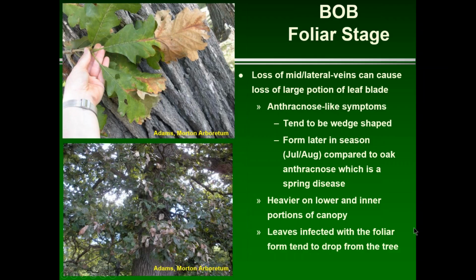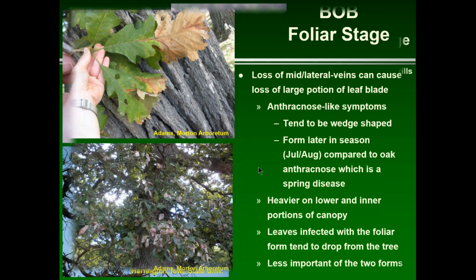The other thing about the foliar form is that many of the leaves infected with the foliar form will tend to drop from the tree. So this is a little bit different too. We originally thought the foliar form would grow down the petiole and contribute to the basal petiole form of the disease and the twig form of the disease, but it appears that many of these leaves with the foliar form tend to drop off the plant rather than the fungus growing down into the basal part of the leaf.